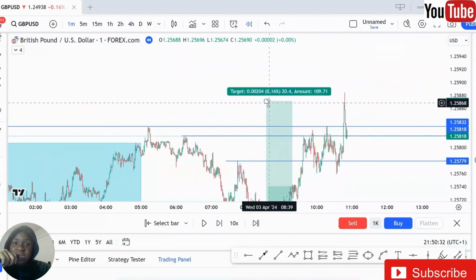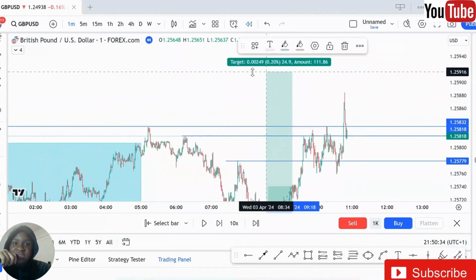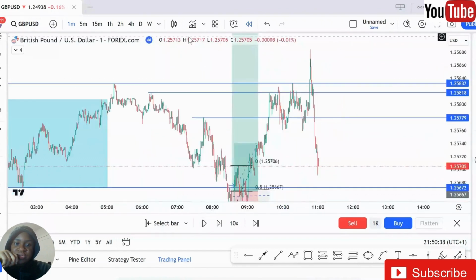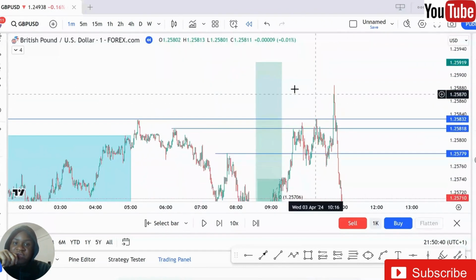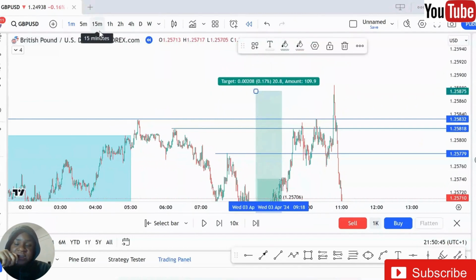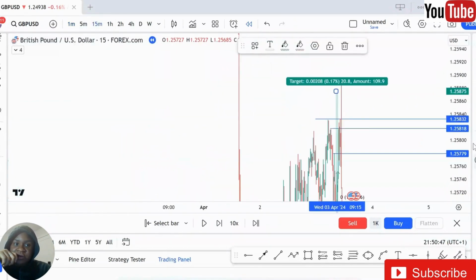If you still want to take your grid and let it go to 25 pips, it's still your choice. Let's see. You see 25 pips, but we were not able to get 25 pips, but we're able to get 20 pips. So the rule is 20 pips to 25 pips and you're good to go.